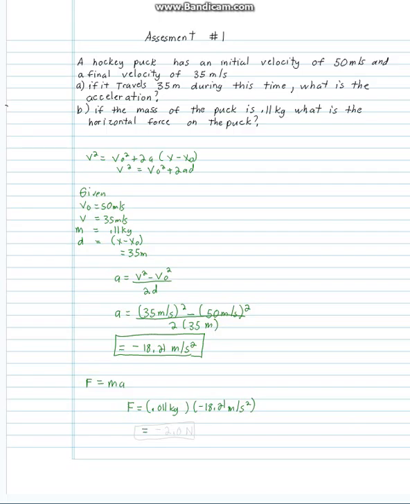And when we actually compute that, we get a negative 2 newtons. So the horizontal force on the puck is 2 newtons. The negative sign indicates the negative force direction. And that is our answer.